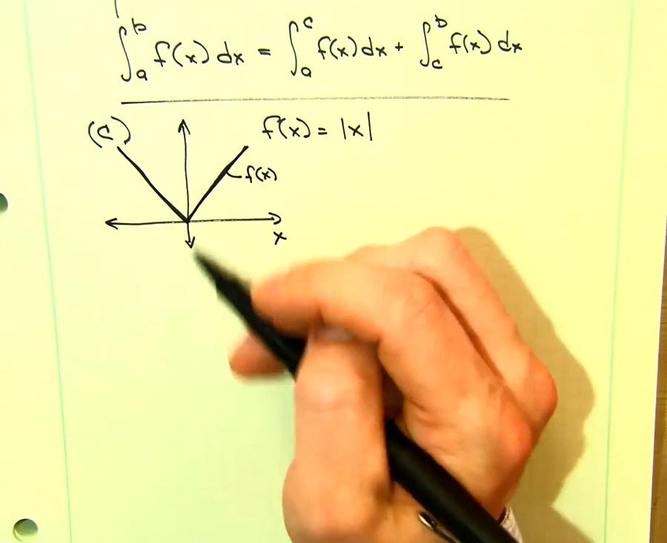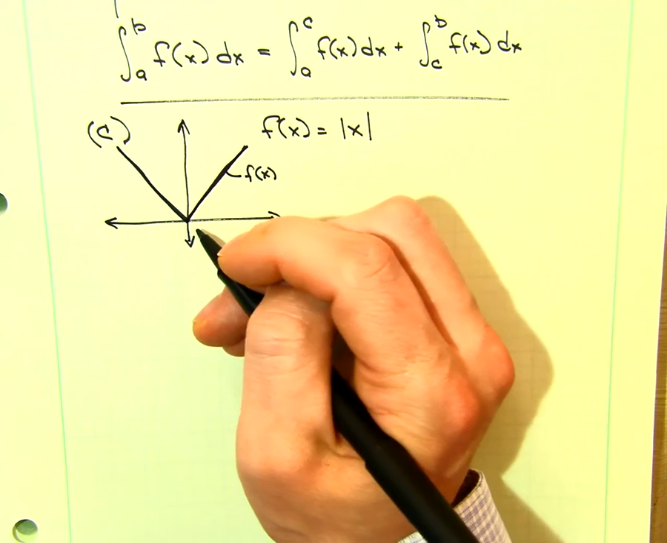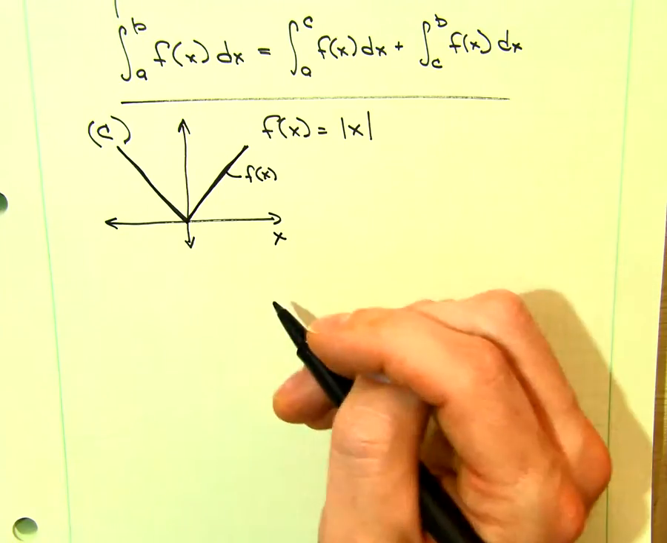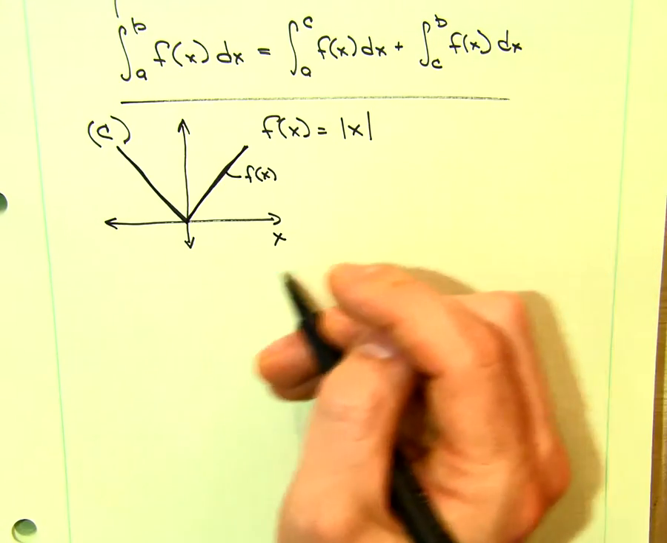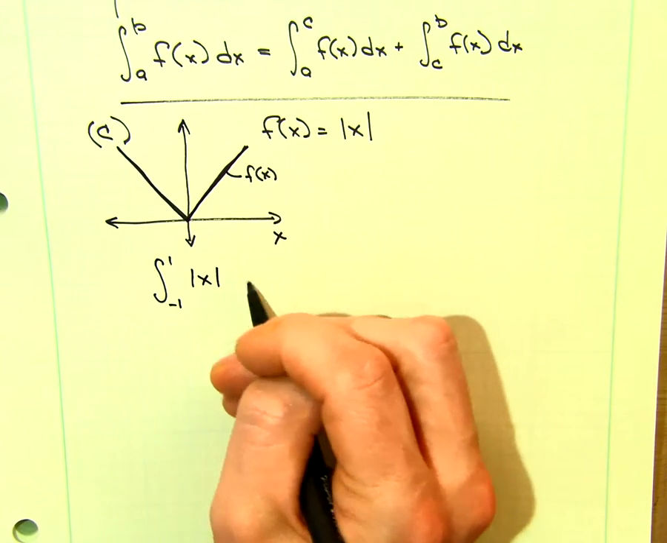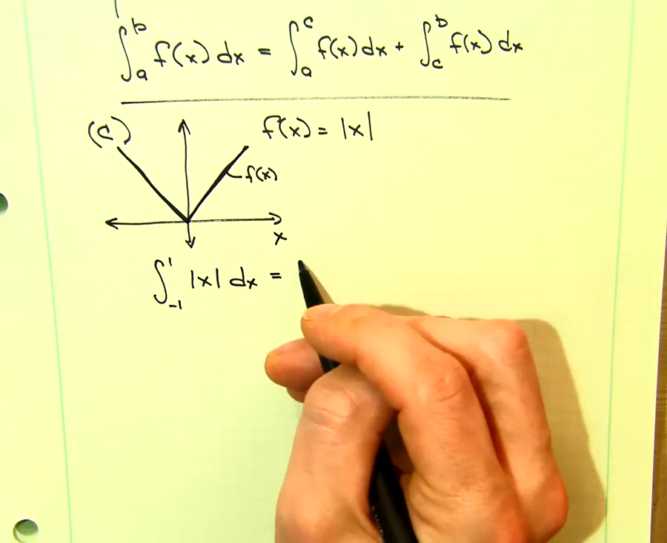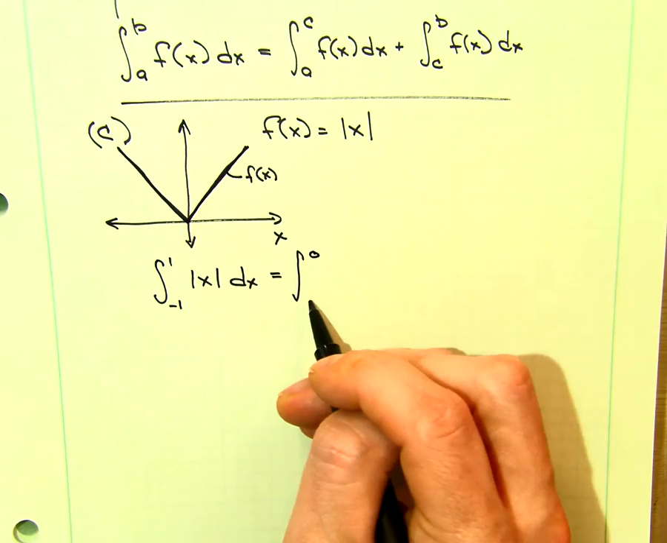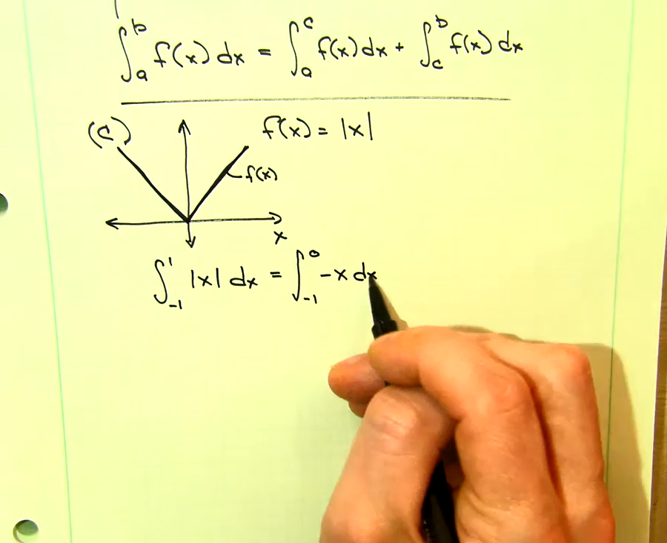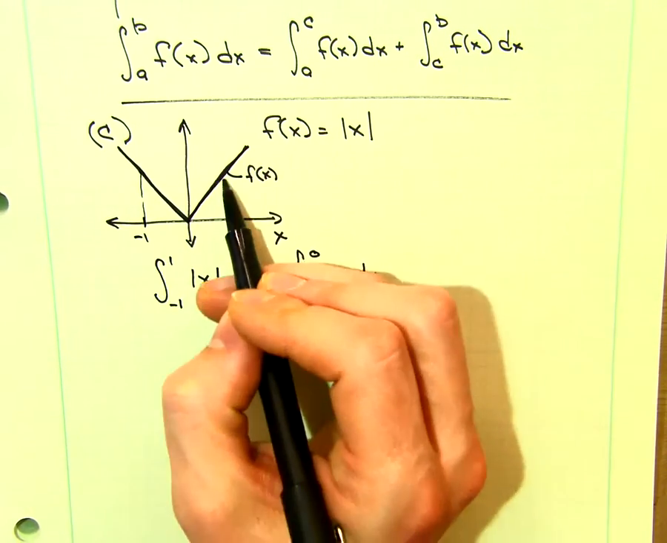So here you can see we have a continuous function, but we don't have a differentiable function, because we have the sharp turn right here at x is equal to 0. And so here I can use the additive interval property. And so if I say, okay, from 1 to negative 1, absolute value of x dx, now I need to break it up. Okay, so this is going to be equal to 0 to negative 1, negative x dx.